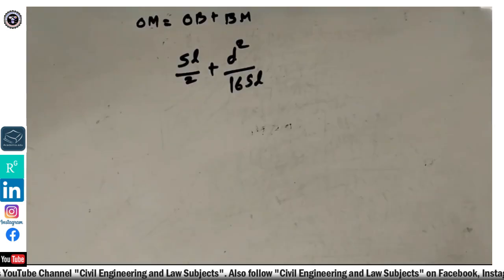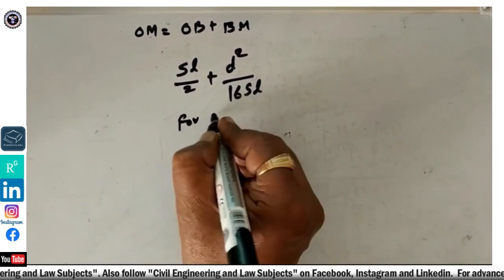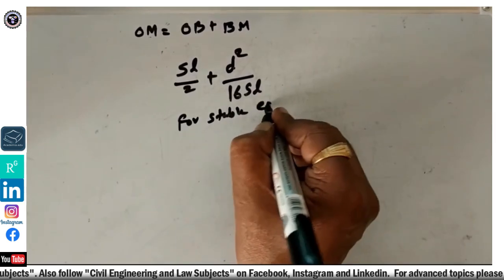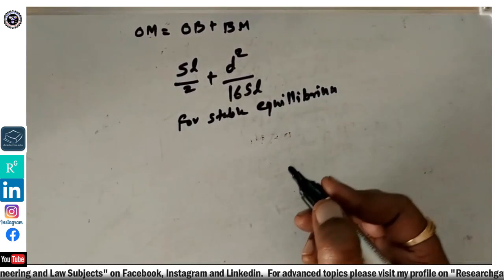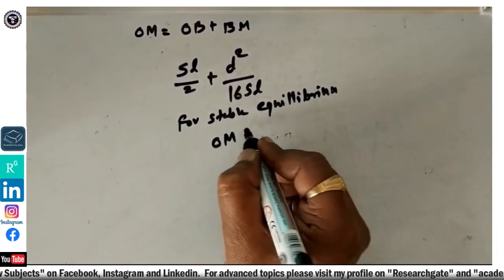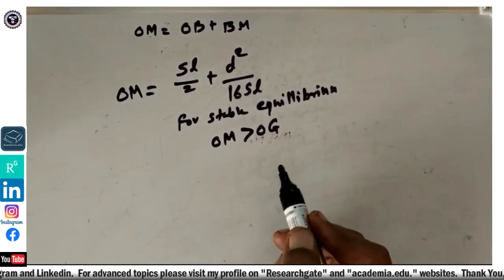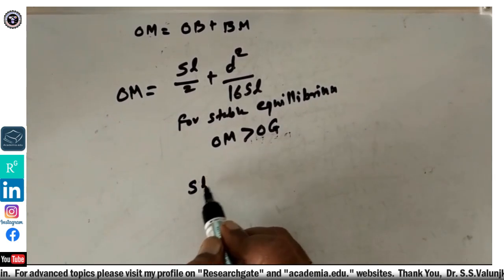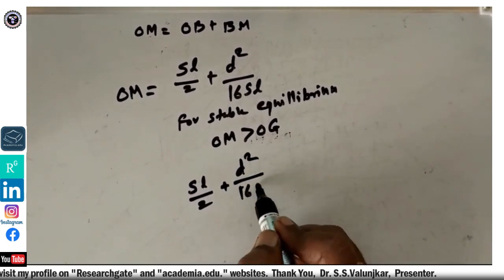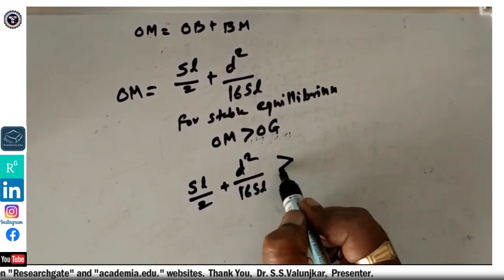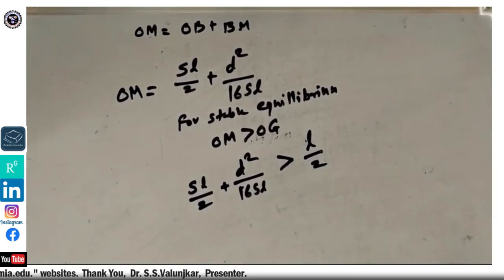So for stable equilibrium, OM must be greater than OG. This is OM. OM must be greater than OG. That is SL upon 2 plus D square upon 16 SL must be greater than or equal to L by 2, because OG is L by 2.